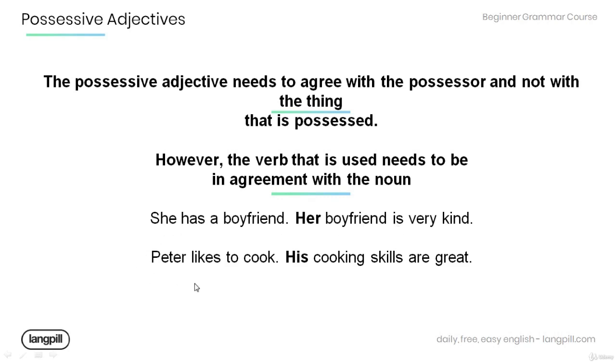And in this sentence, Peter likes to cook. His cooking skills are great. Note that the possessive adjective his is in agreement with the possessor, and the noun skills is in agreement with the verb are.